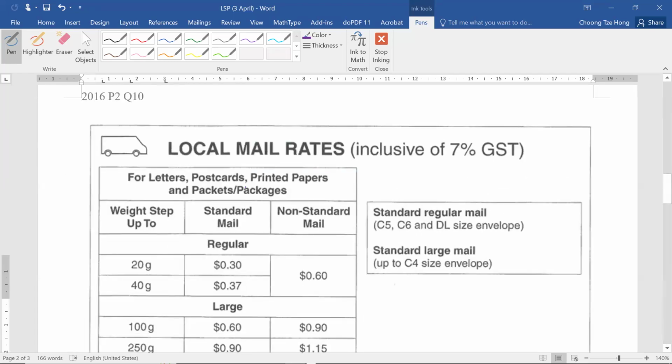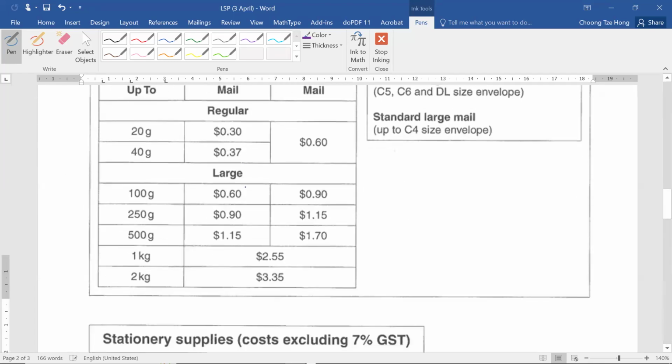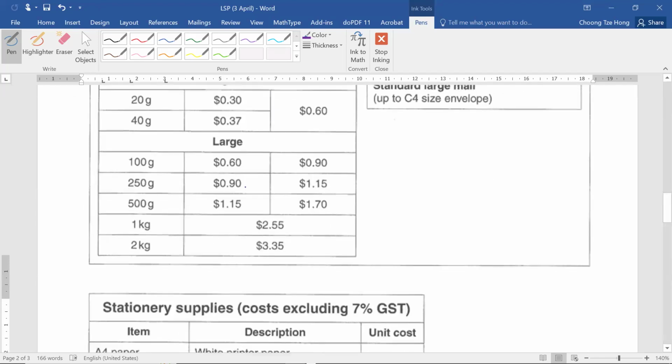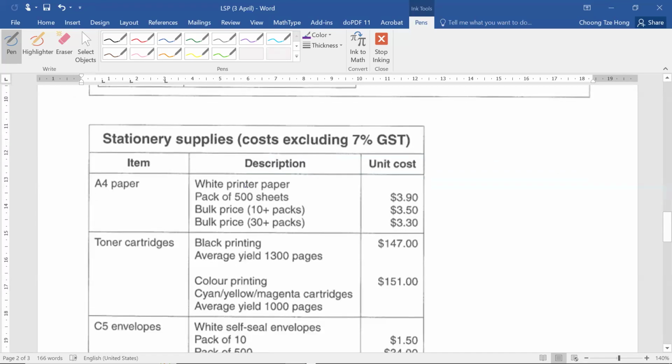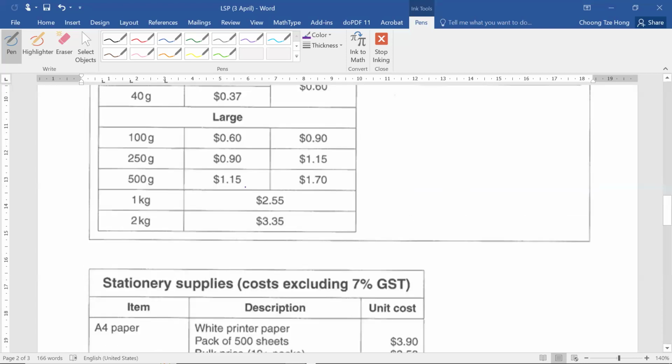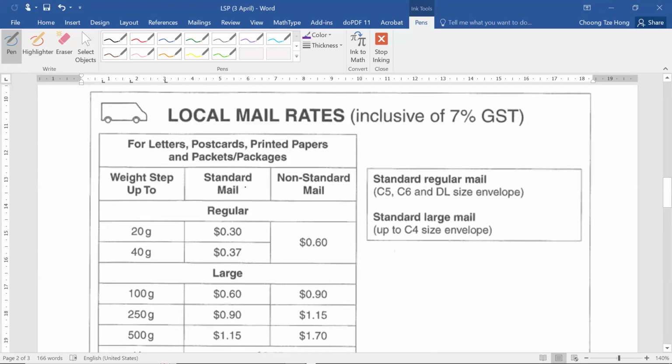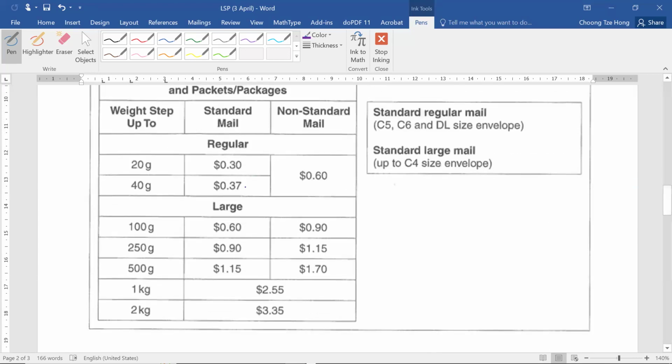Okay, so over here they give you this diagram with some mailing charges and below the cost of some stationery supplies. So the first part we are interested in the cost of mailing one newsletter, right? So we should be looking at this information at the top part of the page. For mailing over here, the cost, which is given in this second column, depends on the weight of the package that we are mailing.